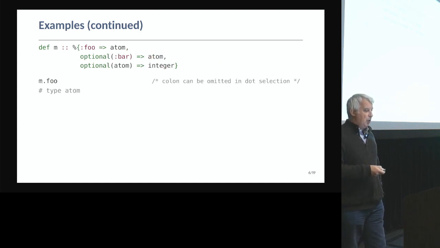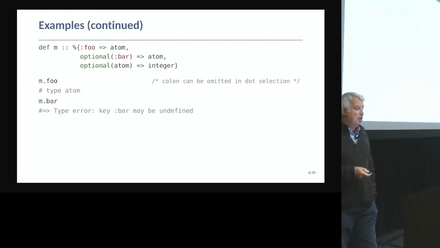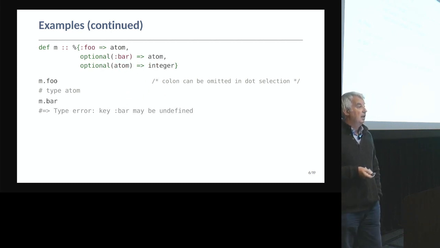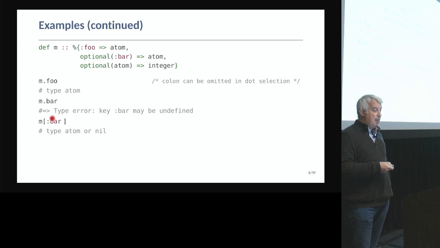If now I do m.foo, where m has this type, I know that foo must be present, so this expression has type atom. If I try to do m.bar, since the field is optional, it may be absent, so it is an error at run time, static type, sorry. But of course, I can use the map selection, and I know that if bar is present, I will receive an atom, otherwise I will get nil.